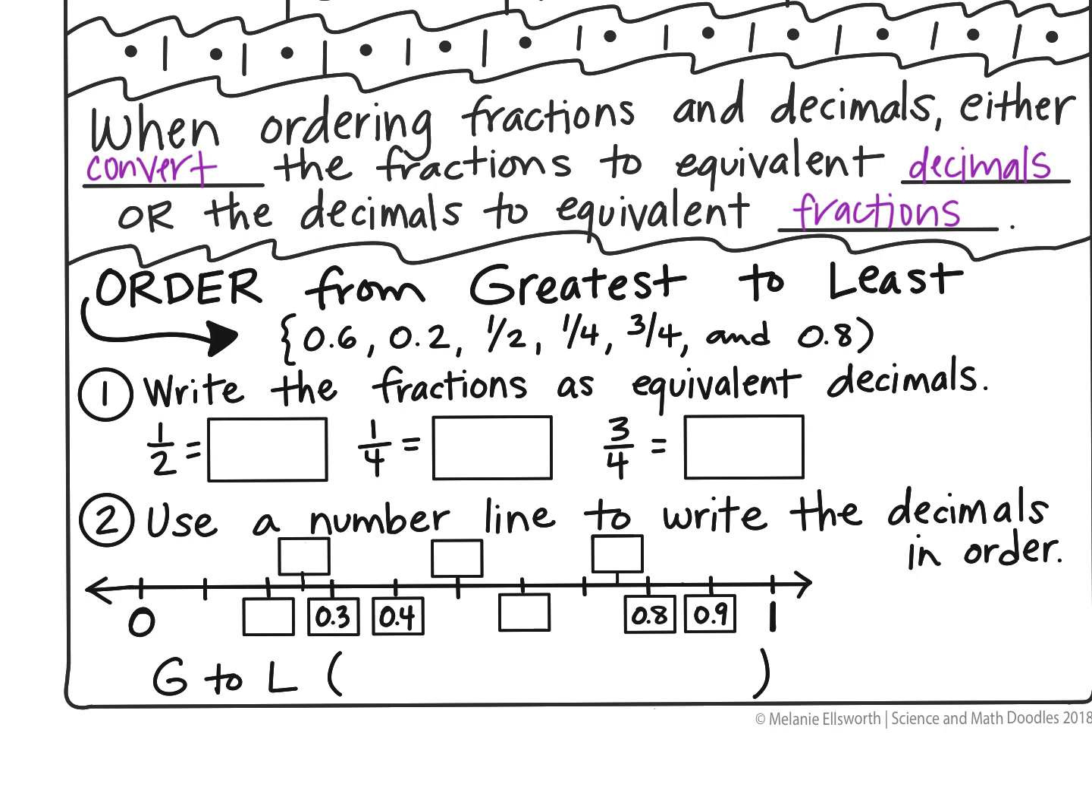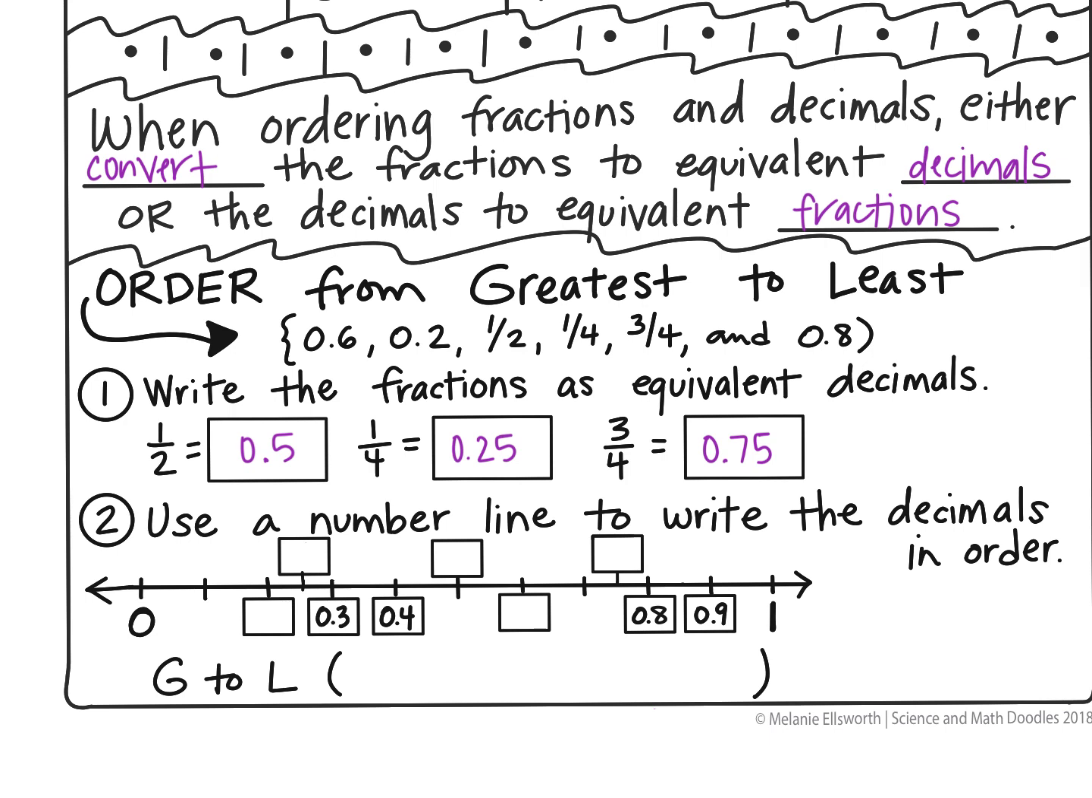So 1/2 as a decimal is 0.5. 1/4, we already said, is 0.25, but 3/4 is 0.75. Very good. Okay, so now I'm going to use these just to help me order them. So I'm going to put them on a number line.